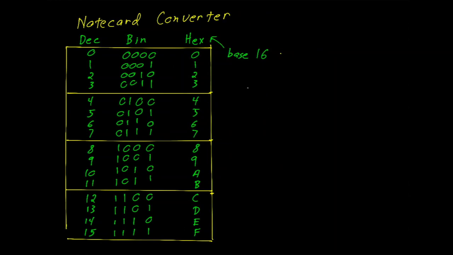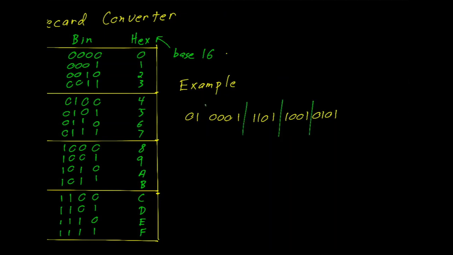This note card converter is very handy when we're converting between binary and hex, or hex to binary. For example, let's assume this number is right justified, which means our least significant bit is here, and our most significant bit is here. We start by looking this number up in the table, and right there it is, that's a 5. 1001 is a 9. 1101 is a D, and then 1 and 1. So this long base 2 number becomes 11D95 in hex, which is often represented as 0x11D95.